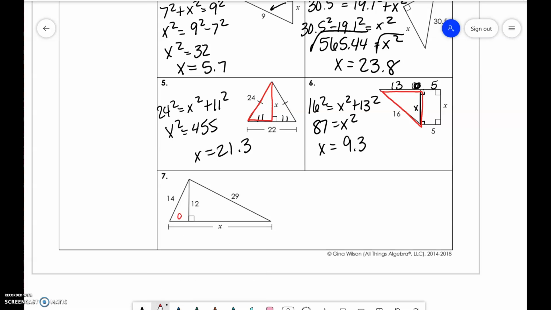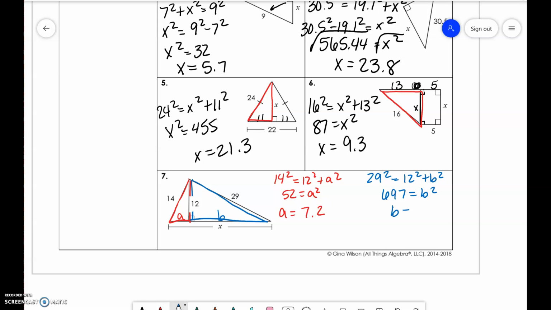And this problem, we need to break this into a and b. So in this red triangle here, we have 14 squared is equal to 12 squared plus a squared. And then in this blue triangle here, remembering that this is 12, we need to do 29 squared is equal to 12 squared plus b squared. And then to solve for x, we're just going to add these two together. We get 33.6.